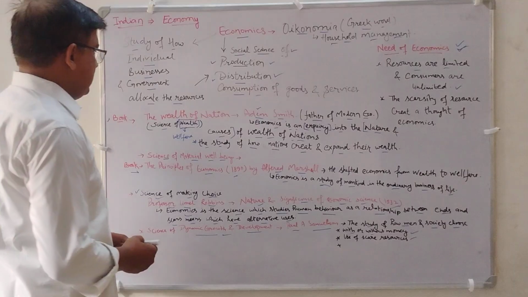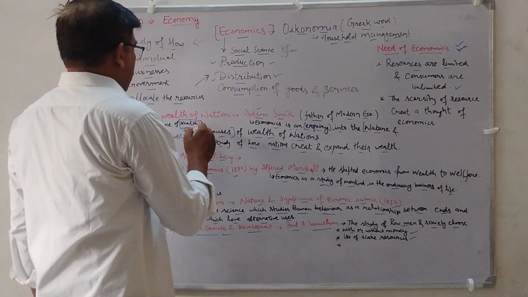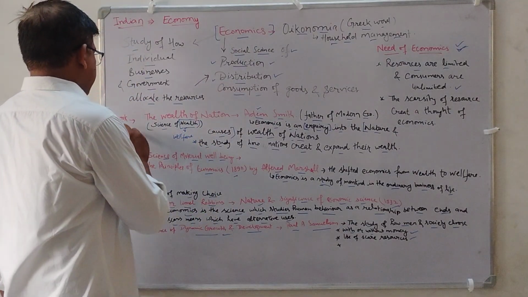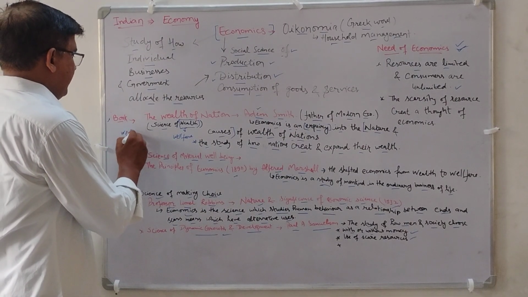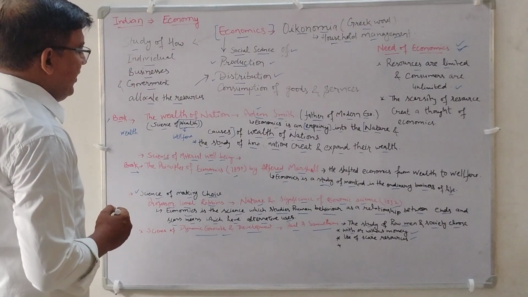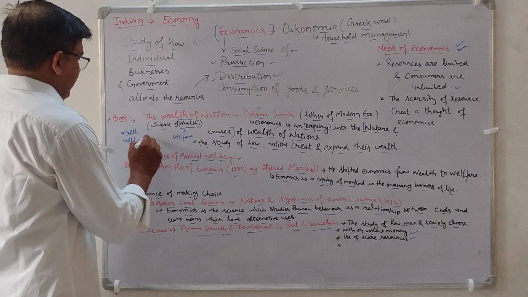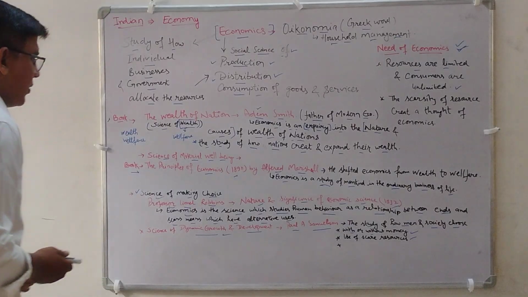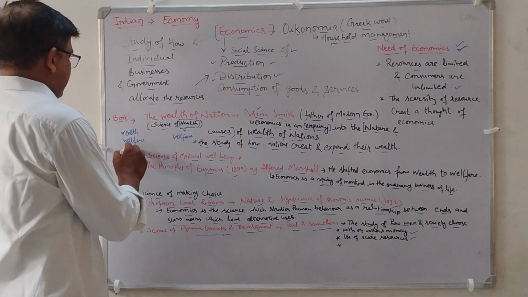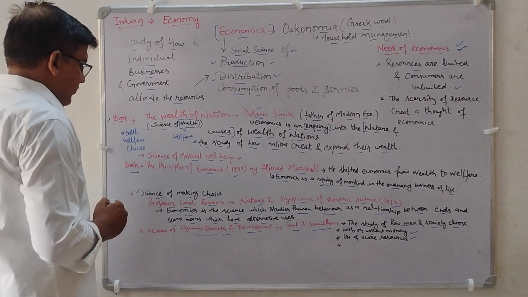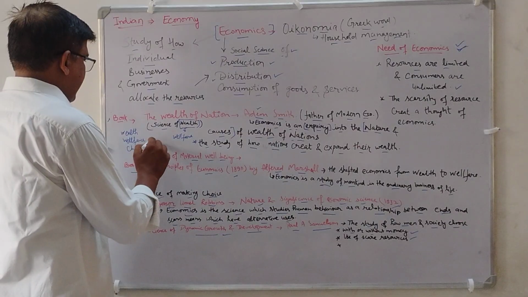In today's class, we learn only about the basics of economics. How the first time by Adam Smith economics was wealth, and the next by Alfred Marshall economics is the welfare. Next by Professor Lionel Robbins economics is the science of choices, and by Paul A. Samuelson economics is the science of growth and development.